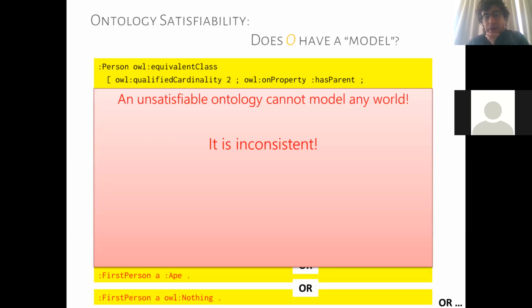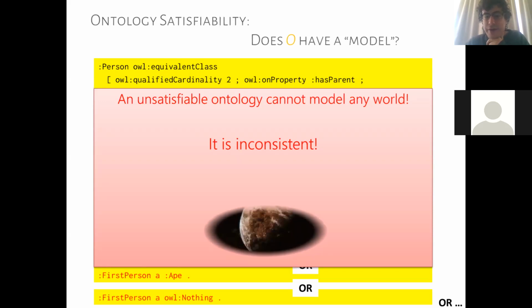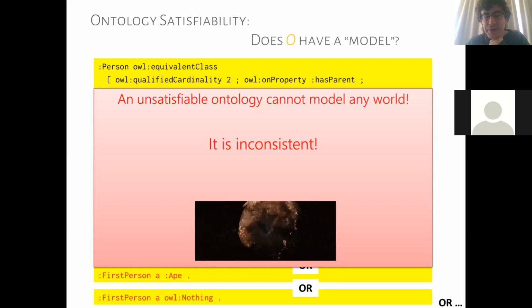So an unsatisfiable ontology cannot model any world. It is effectively inconsistent. And this is why in the last class I was talking about the world imploding. Essentially, we just end up with this case where we describe no possible world. Okay.